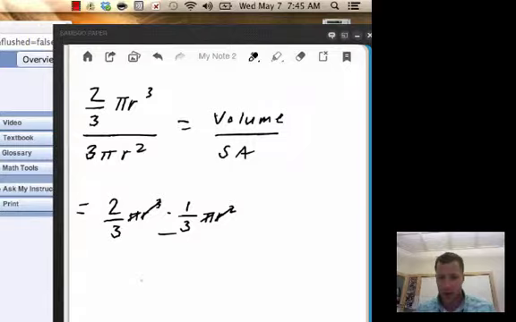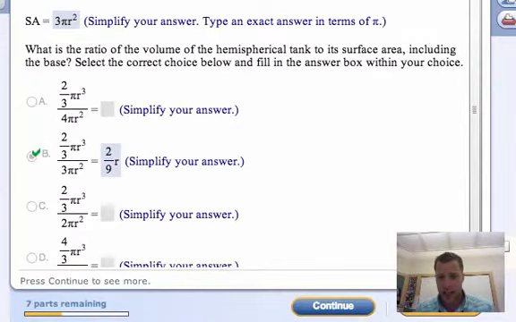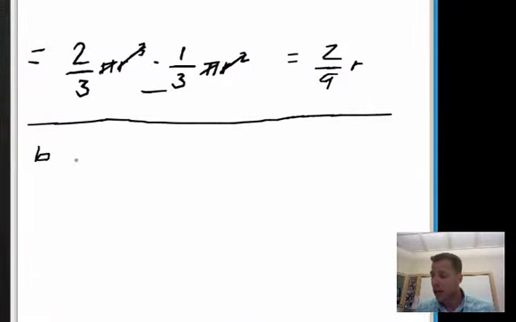Now we got to look at part B. So you draw a big line. That's only the first part. We repeat the process for the cylinder, and then we compare that ratio to the answer we get. Remember, so this becomes 2/9 r. Okay, so part B now.